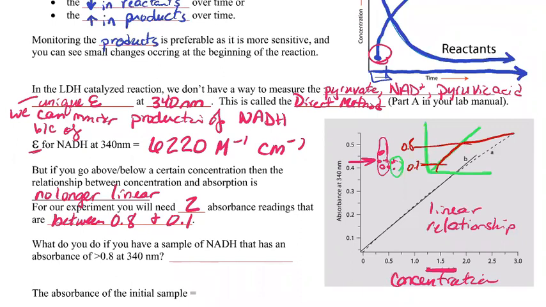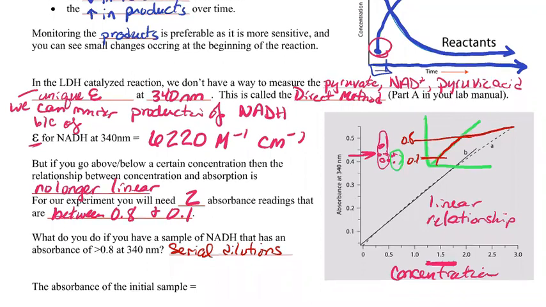So what happens if you make a sample of NADH, you go to the spectrophotometer, and it has an absorbance that's greater than 0.8? Then you're going to have to make some serial dilutions. And I'm giving you a hint right off the bat. I'm telling you that the sample of NADH that I'm going to give you has an absorbance value of greater than 0.8. So you are going to have to make some serial dilutions.